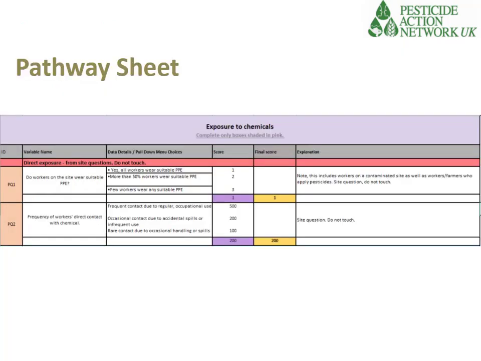Next is the pathway sheet, which describes the pathways for exposure to chemicals. Again, we see some purple cells here, which means that these are pre-populated from other sections of the calculator, and there is absolutely no need to touch those.